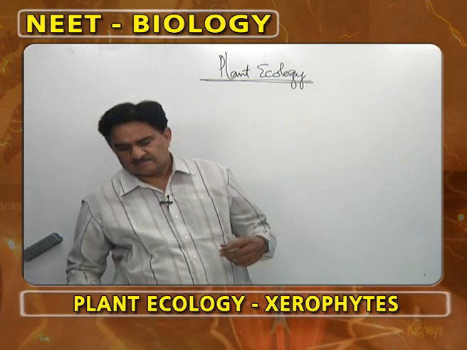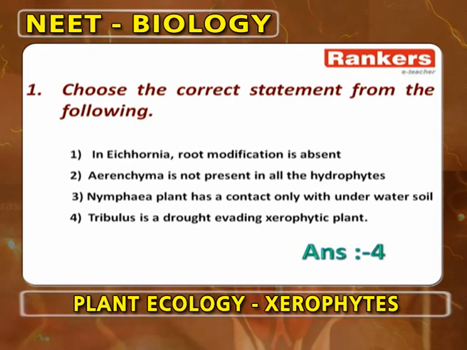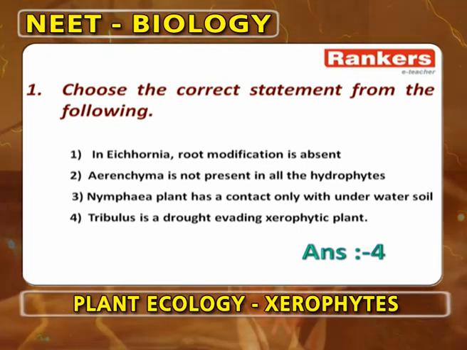The first one, choose the correct statement from the following. In Eichhornia, root modification is absent. It is not correct, it is incorrect, because in Eichhornia roots are balancing roots.